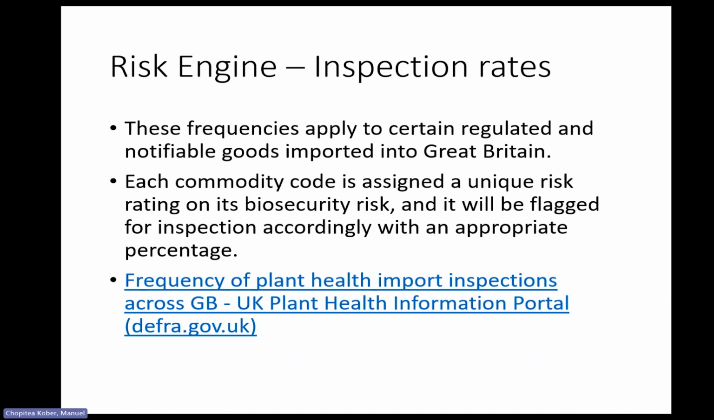So how do we know what needs to be inspected? Once it's notified in one of our plant health systems, we have the risk engine in the background. That is a system that selects different commodities for different inspection rates, depending on the commodity.